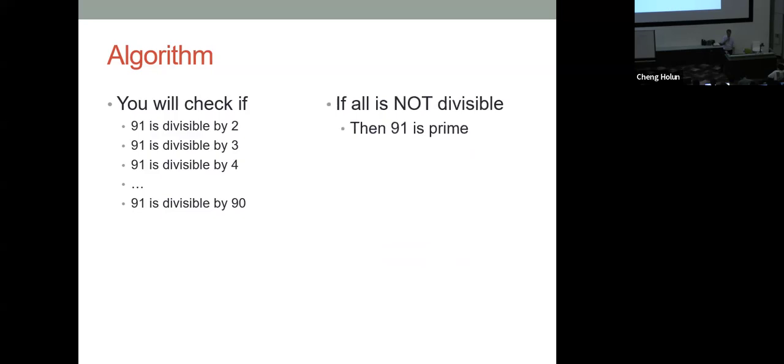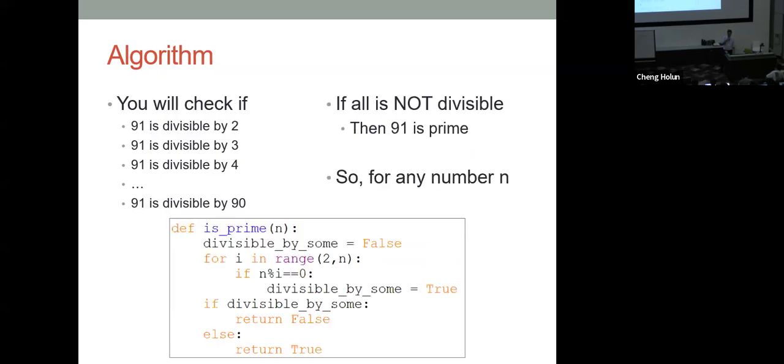If all are not divisible, then 91 is prime. So for any number, I can just do this. The program says, I will assume there's nothing divisible. Then I will loop through all the numbers from 2 to 90. And for each number, I try n % i equal to 0. What does this line mean? Can someone tell me? What is n % i equal to 0?